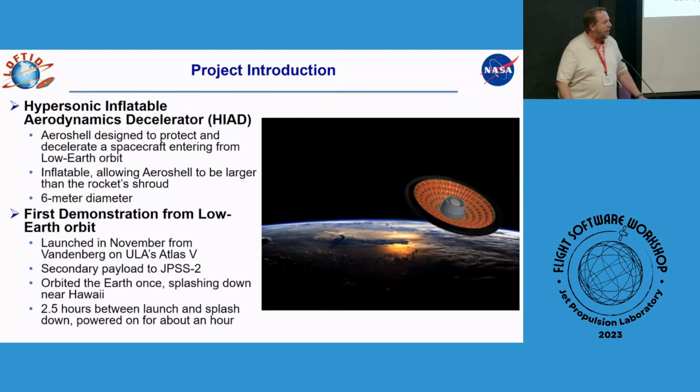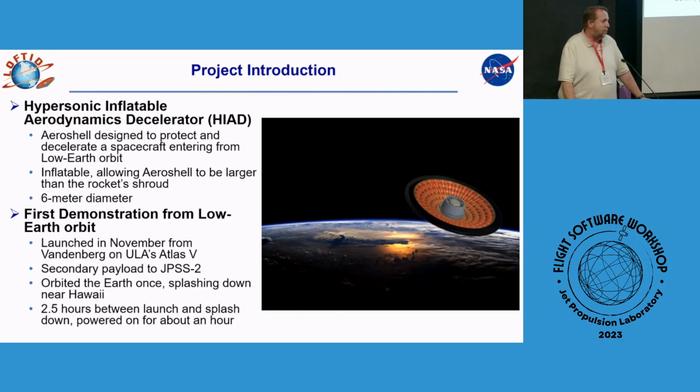For the couple people in the room who don't know what LOFTID is, which is probably most everybody, this is a reentry vehicle that was designed to test a demonstration of the aeroshell there in the picture. That's a hypersonic inflatable aerodynamic decelerator. It's basically a big inflatable balloon that will slow down the craft on reentry.